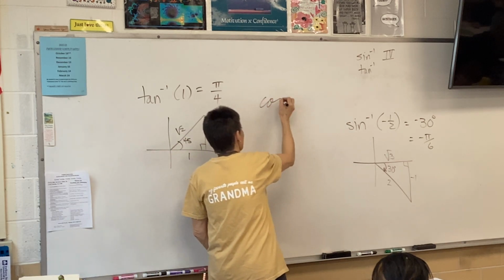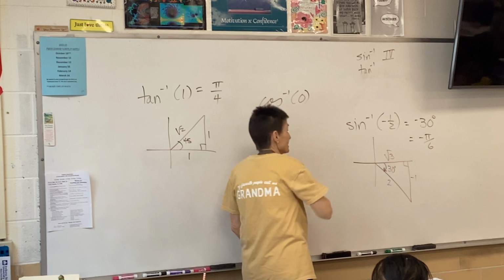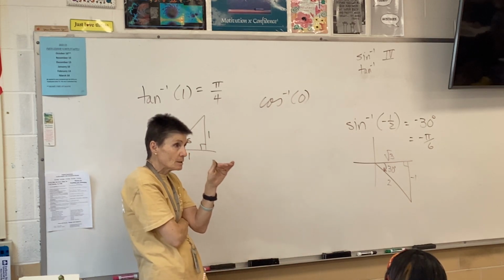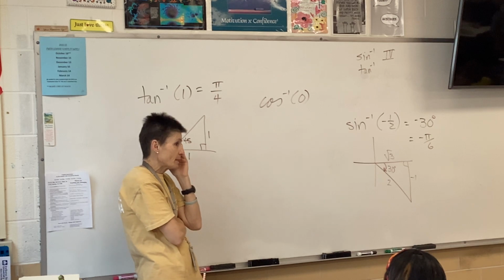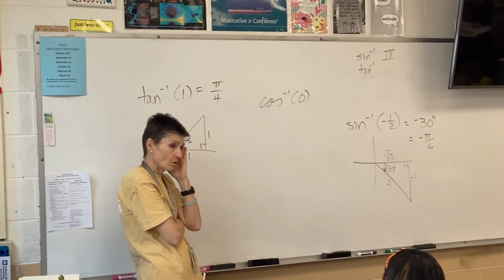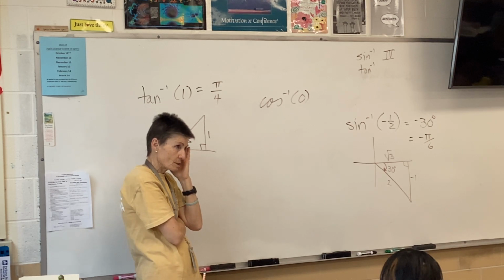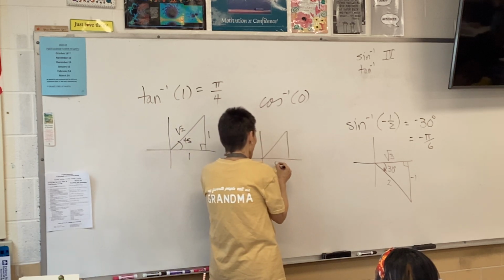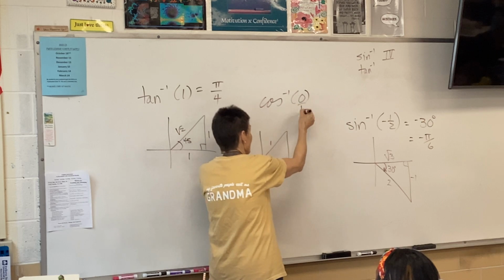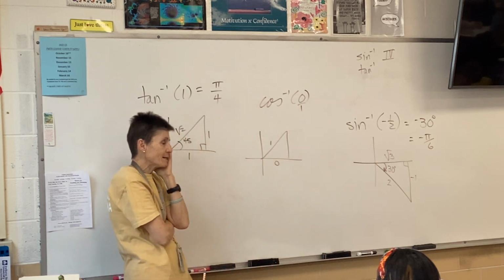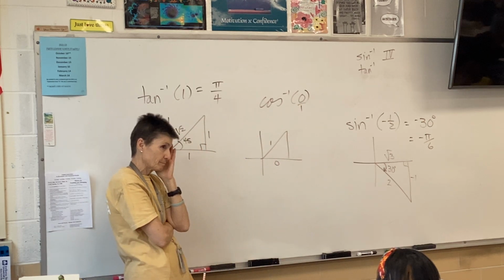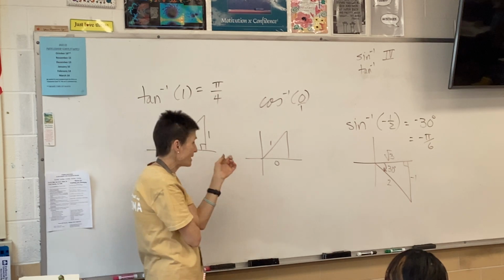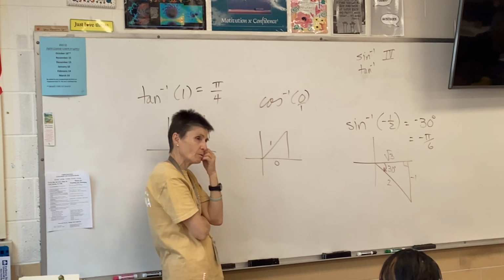Uh-oh. Find the angle whose cosine is 0. Now, be careful. Cosine is adjacent over hypotenuse. Could you possibly draw a picture? You think that is 0 over 1. Could you possibly draw a picture that looks like that? No. So if the triangle is not possible, what am I going to do?